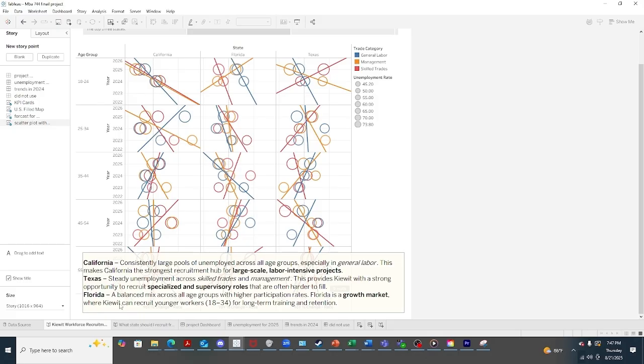Florida shows a balanced mix across all age groups with higher participation rates. Florida is a growth market where Kiewit can recruit younger workers for long-term training and retention.